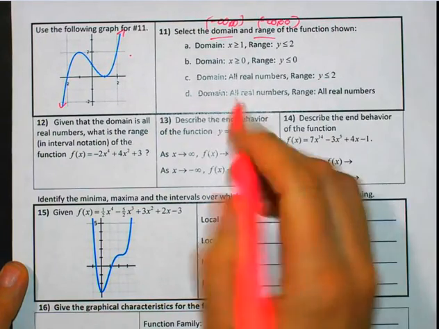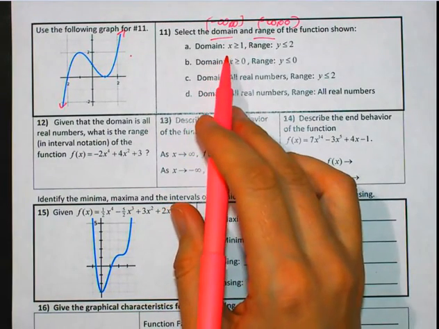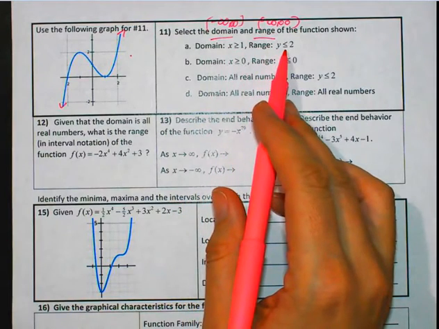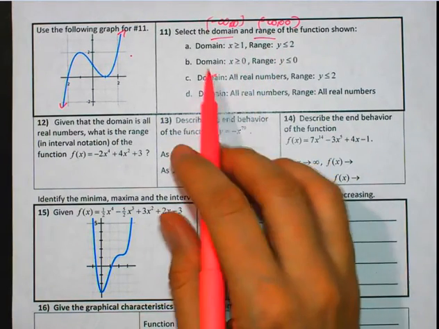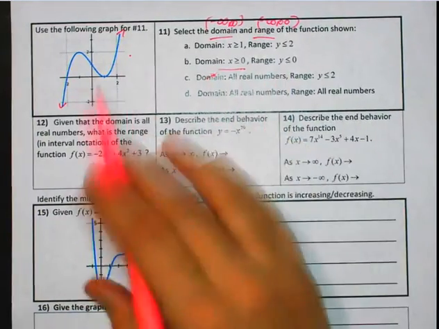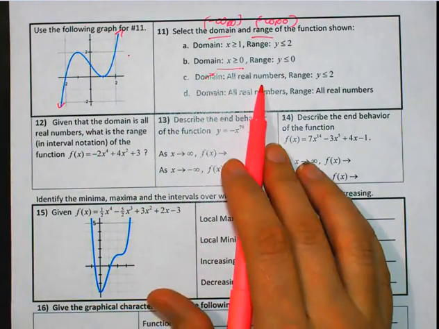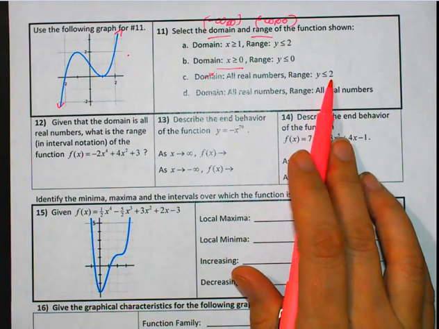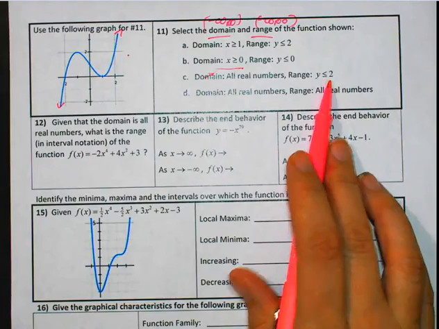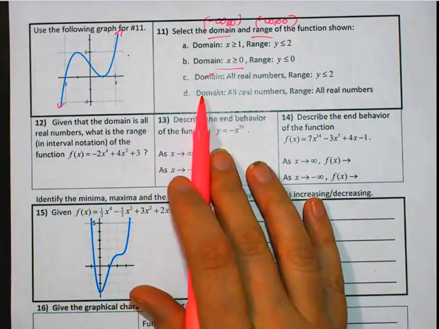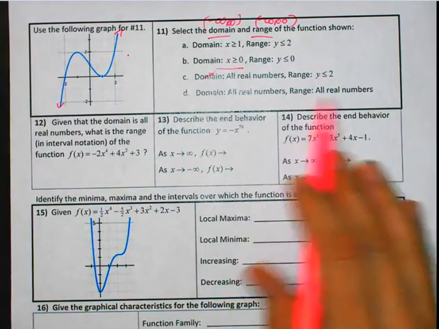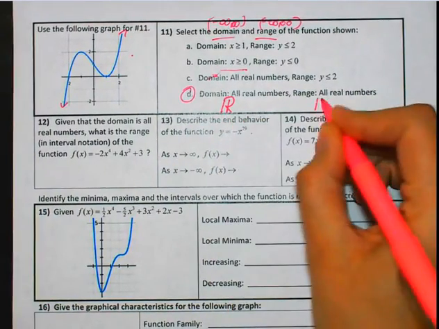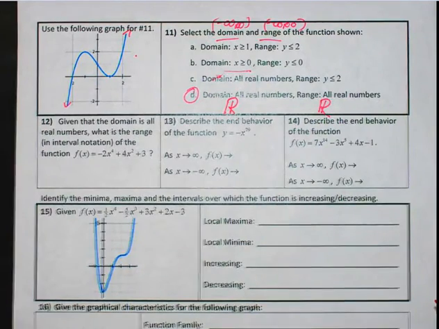All right, let's look at our choices. It says domain is x is greater than or equal to 1, range is y is less than or equal to 2. Nope. Greater than 0? No, because I have negative numbers. The domain is all real numbers, that's true, but the range is less than or equal to 2, which is not true because we should have all real numbers. So the last one, domain is all real numbers, range is all real numbers. Remember that we could also see all real numbers written like that as well.